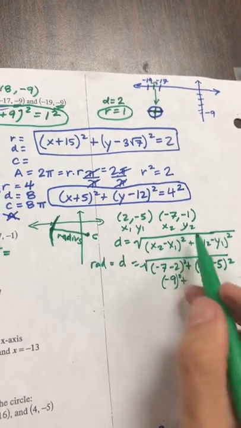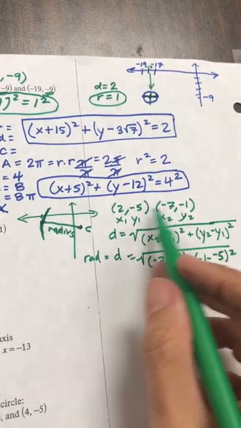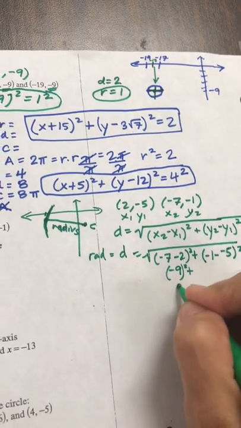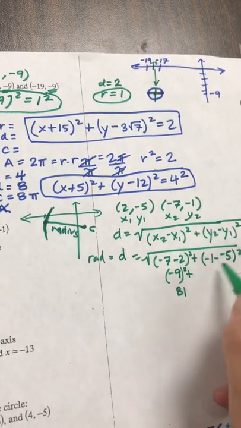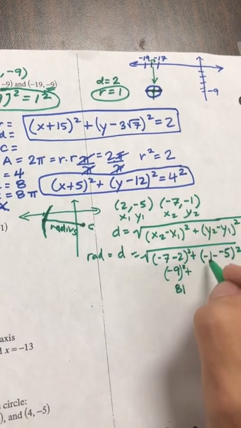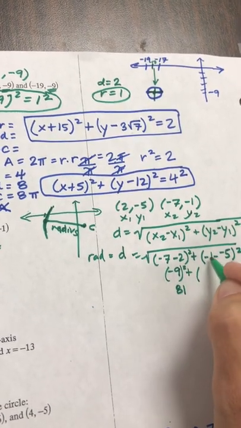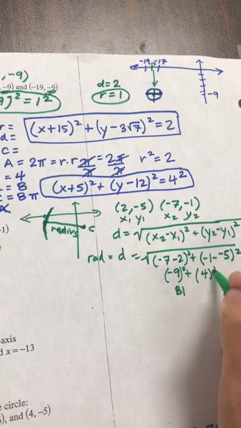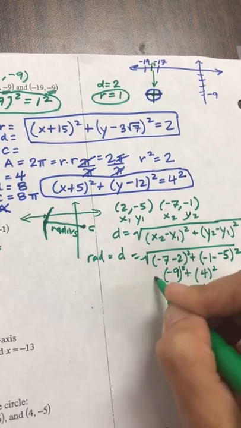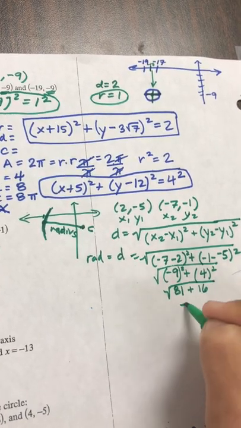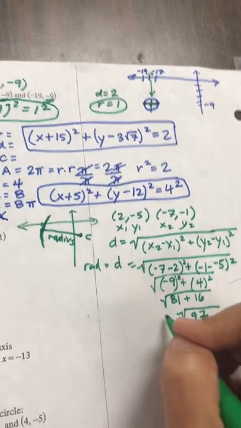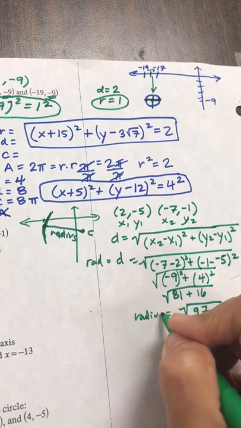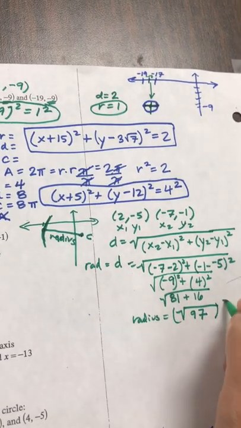So the distance between -7 and 2 on a number line is definitely 9, and I'll square it and get 81. The distance between -5 and -1 on a number line is 4. So I get -1 plus 5, which is +4, and that'd be 16. Okay, so that's my radius. And I technically want my radius squared.